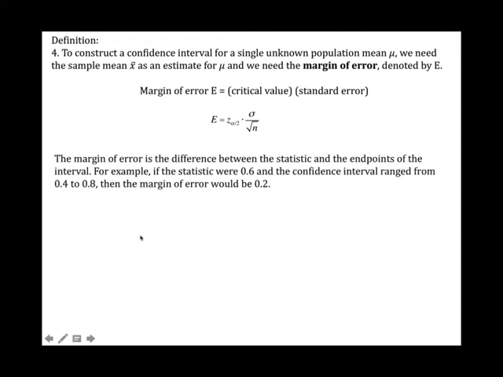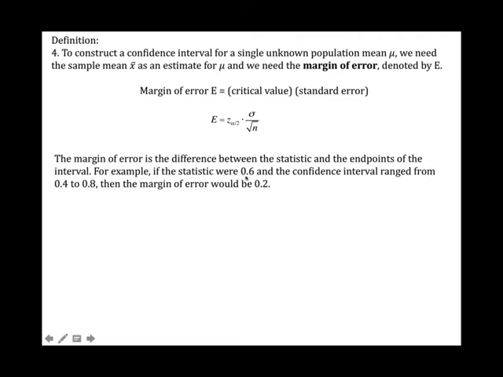Margin of error is the difference between the statistic and the endpoints of the interval. For example, if the statistic were 0.6, okay, statistic here is talking about the point estimate. And the confidence interval range from 0.4 to 0.8. So this is gonna be your endpoints. And then margin of error could be like 0.2. So try to sketch with this picture.